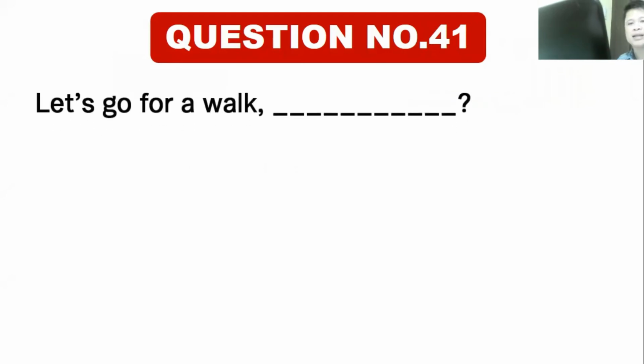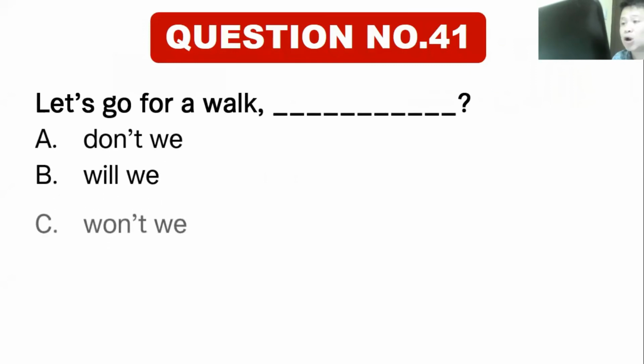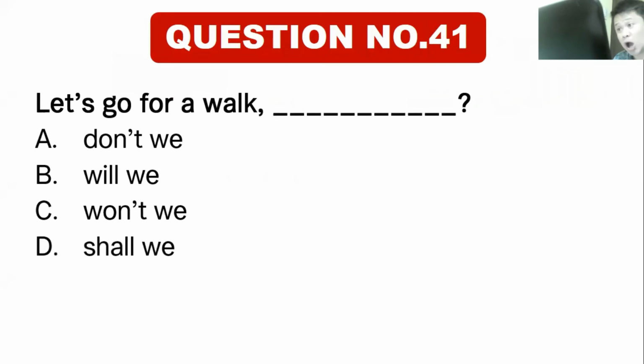Okay, number 41. Let's go for a walk, blank. A, don't we? B, will we? C, won't we? D, shall we? Correct answer is letter D. Shall we? Let's go for a walk. Shall we?